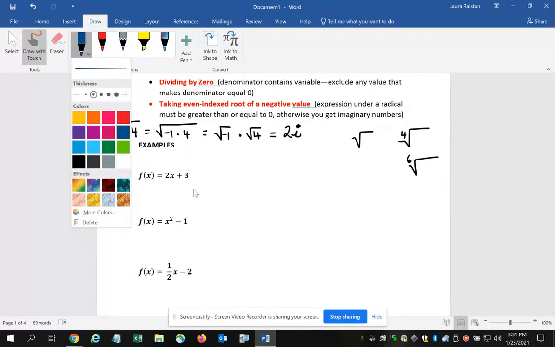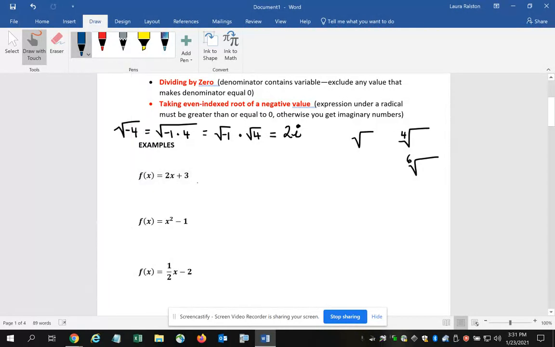So if we look at this first example, f of x equals 2x plus 3. Okay, I look at it. Again, my initial assumption is that my domain is all real numbers. And I'm going to think about my restrictions. I don't have a fraction. This is not a rational function, so I don't have to worry about dividing by 0. Nor does this example have a radical, so I don't have to worry about that. So by default, then, the domain of this function is negative infinity to positive infinity.